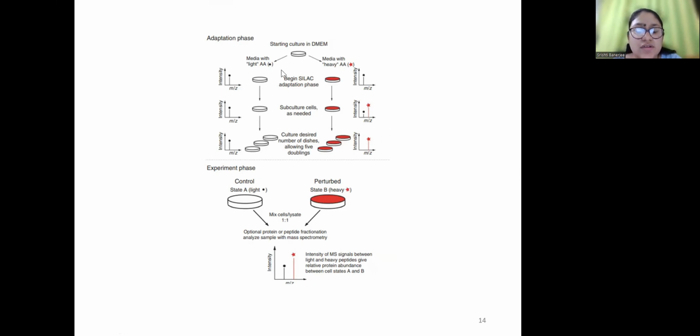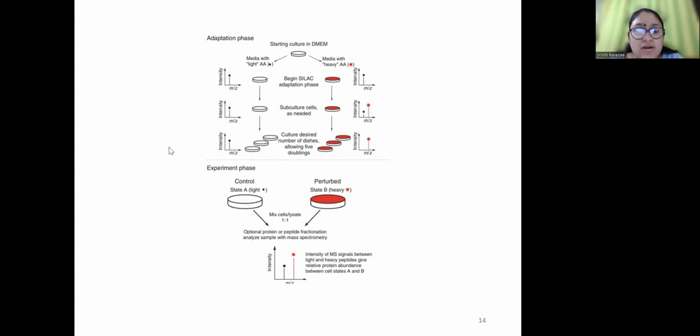So you see that here it's a light medium, and here is the heavy medium, the one in red. And we are subculturing as needed, like growing it in generations. If you see the difference between this and this, the normal peak is here, but the one which is heavy has a higher one because obviously the mass is more. And then we culture it to the number of generations we want, and this is how we get it.